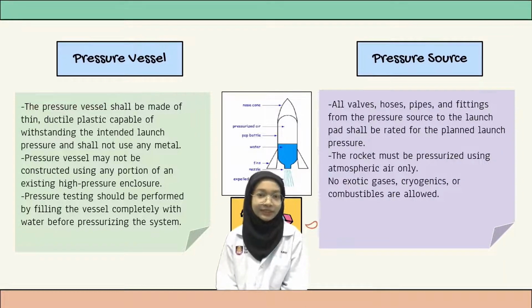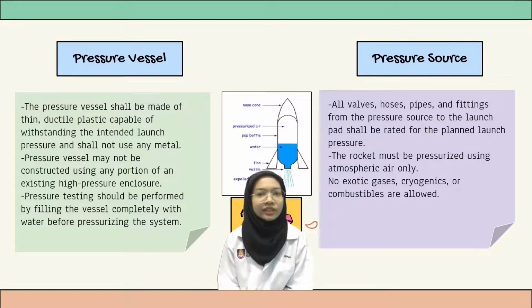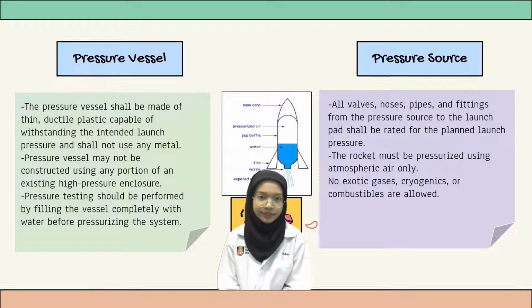Next, the pressure source. All valves, hoses, pipes, and fittings from the pressure source to the launch pad shall be rated for the planned launch pressure. The rocket must be pressurized with atmospheric air. No exotic gases, cryogenics, or combustibles are allowed.